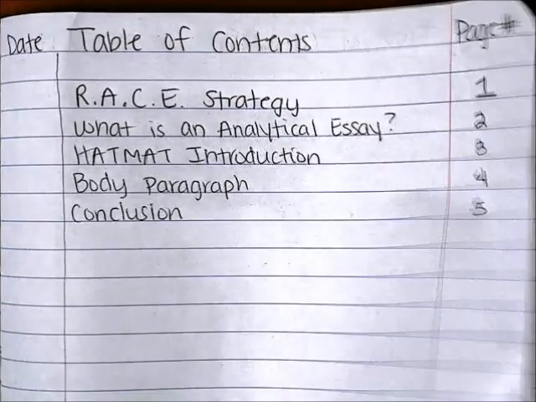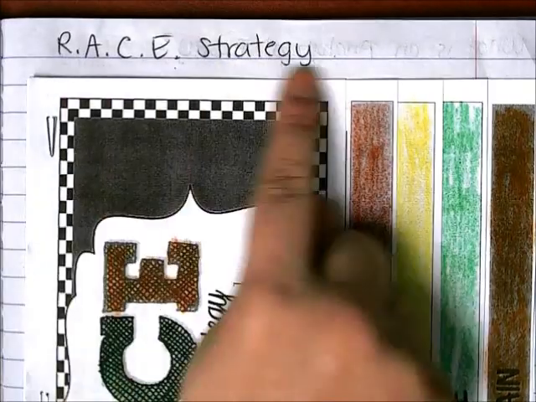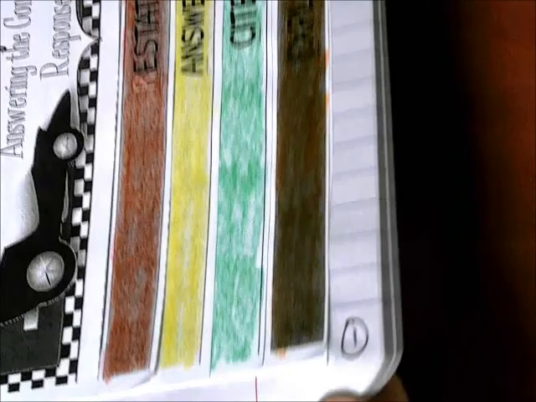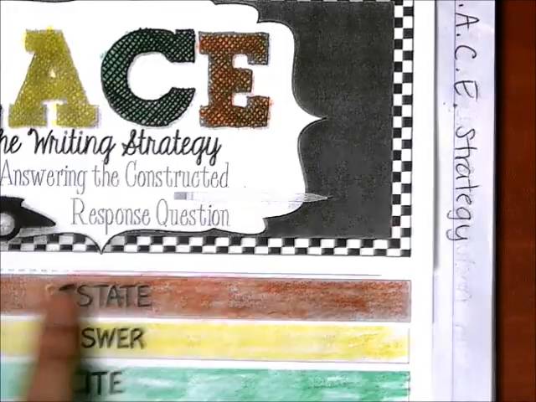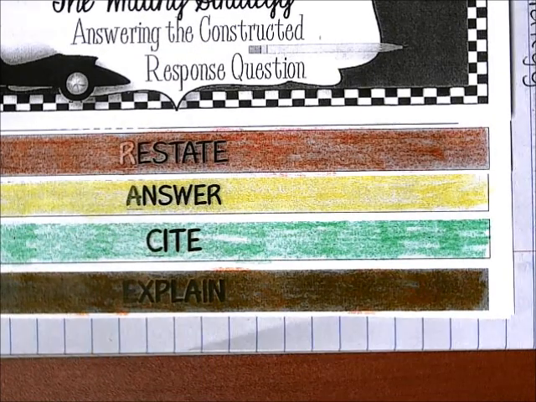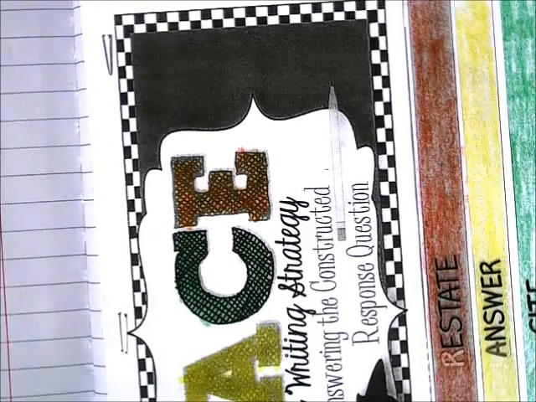So like I said, you can go ahead and pause to write that in. So your first page should look like this, which is the race strategy. So you should have that title at the top if you don't already. If you are missing this flip book on page 1, then what you're going to do is you're just going to write what RACE stands for, which is restate, answer, cite, explain. So don't fret if you don't have your flip book, you'll just write those notes in instead.